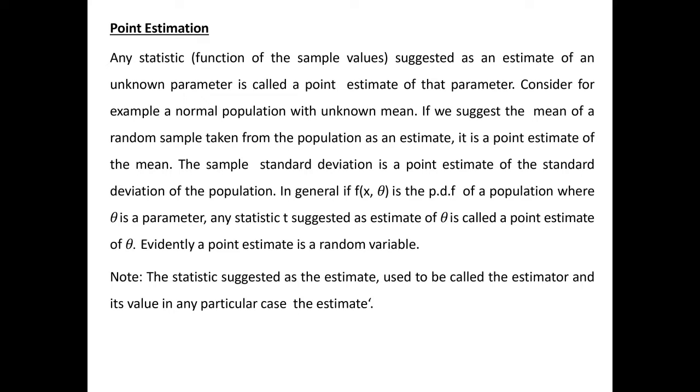In general, if f(x, θ) is the PDF of the population where θ is the parameter, any statistic T suggested as estimate of θ is called a point estimate of θ. Evidently, a point estimate is a random variable. Note that the statistic suggested as the estimate used to be called the estimator and its value in any particular case is the estimate.